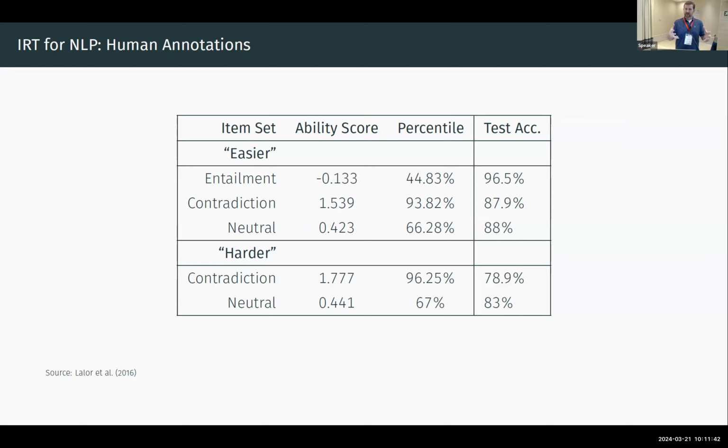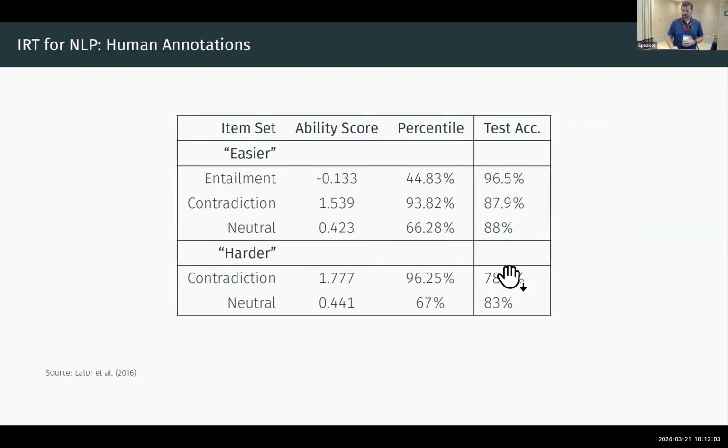So when you give that test set to a model, if it's also answering most of the questions correctly, then it's going to basically be in the middle of the pack with regards to all the humans who have evaluated this test set, all the human data that was used to fit these model parameters. Contrast that then with the lower accuracy here, 78% for those hard contradiction examples.